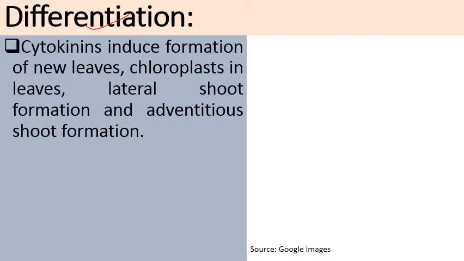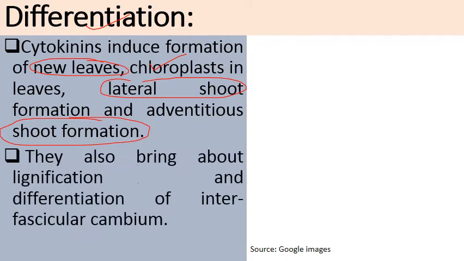Next, differentiation, that is formation of permanent cells from the meristematic cells. So cytokinin induces formation of new leaves, chloroplast in leaves, lateral root shoots, and formation of adventitious shoot. All these events are controlled by cytokinins, and they also bring about lignification, that is deposition of lignin during secondary growth in case of trees, and differentiation of interfascicular cambium.